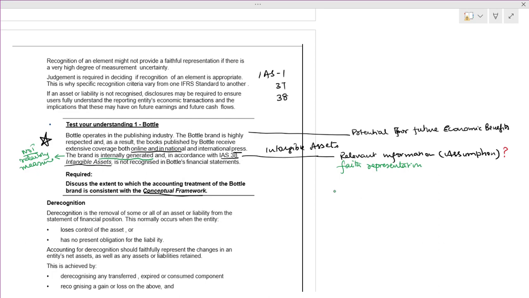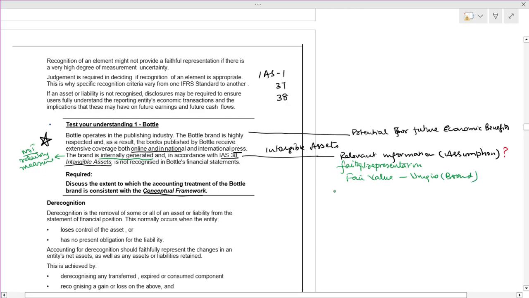Now, what it says is that it should only be recognized if there is provided relevant information of faithful representation. Are you clear about this? Next. Here also, another thing it says is fair value. The fair value of the brand is also difficult, because the fair value is very unique. Brand value is very unique. Now the point of discussion is this: these are qualitative, and this is quantitative. This you can measure, future economic benefits.